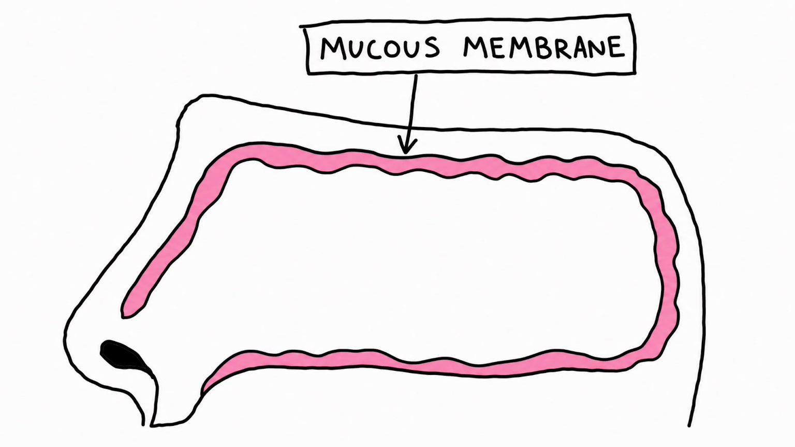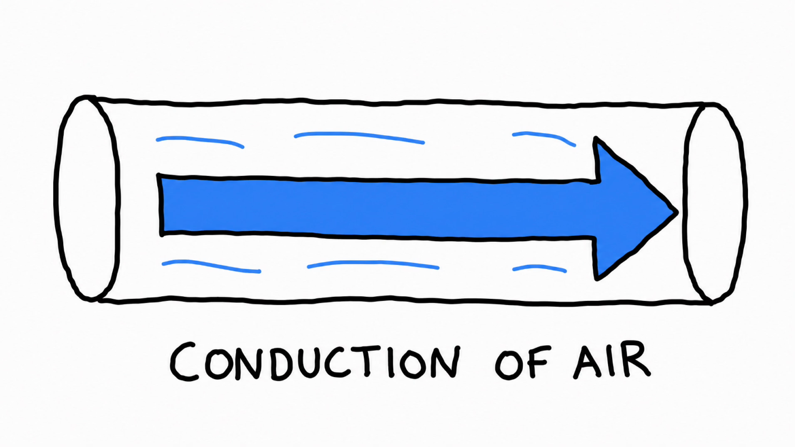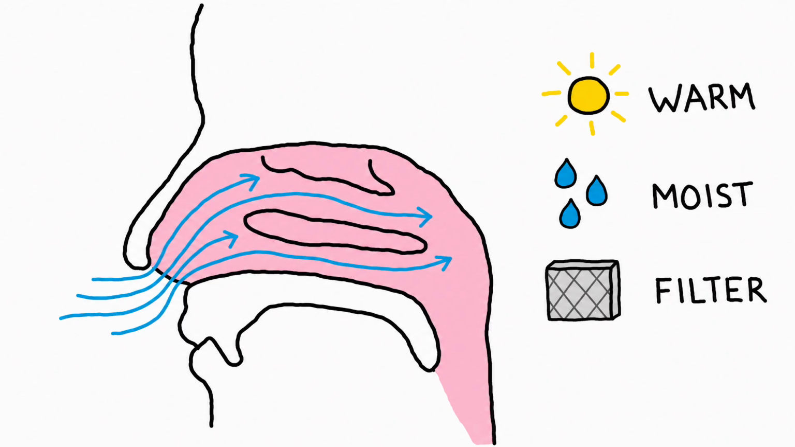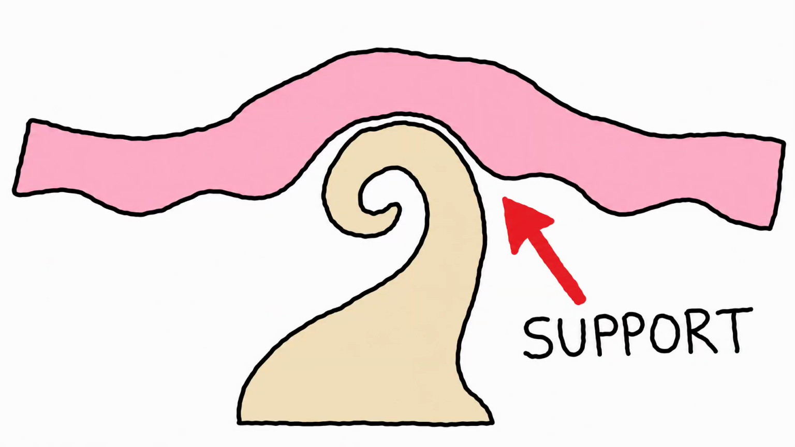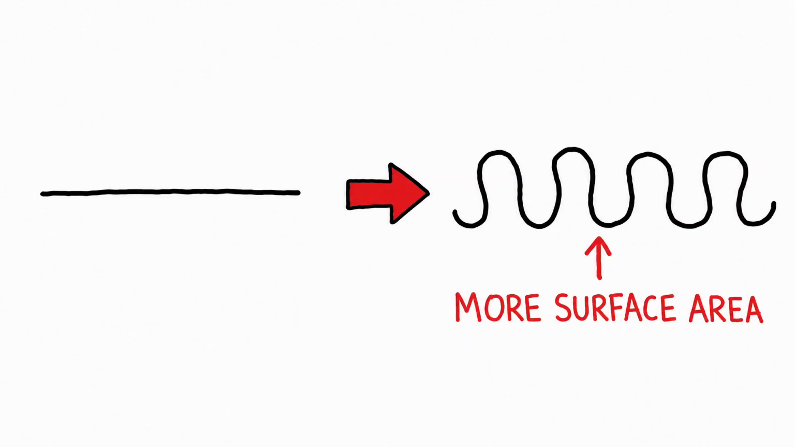And the nasal cavity in general is what's going to function in that conduction of air and warming and moisture and filtering any incoming air we're about to breathe. The nasal concha actually supports the mucous membrane that lines the nasal cavity, and the concha also helps increase the mucous membrane surface area. Okay.